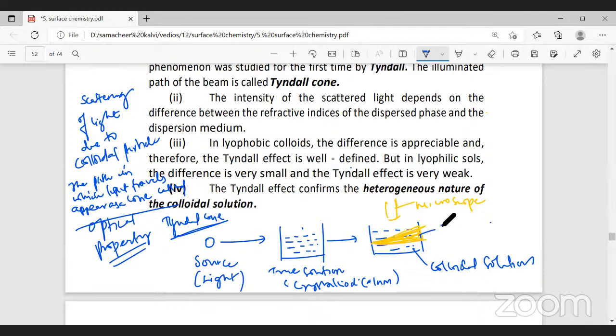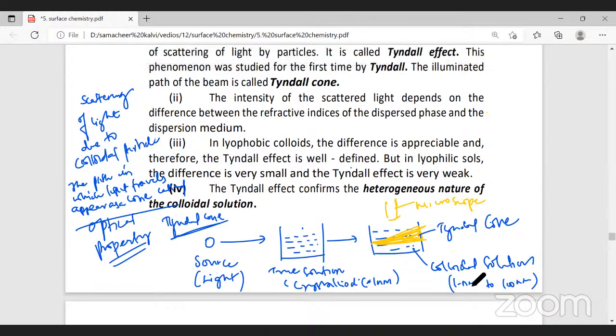You can see this is a Tyndall cone. The same light is passed through a true solution, but the path in which light travels is not visible through the microscope. But the same light, when you pass through a colloidal solution, and you observe it through a microscope, the path in which light travels appears in the form of a cone called the Tyndall cone. Because here the particle size is between 1 nanometer and 100 nanometer, the light gets scattered. When light gets scattered, that appears in the form of a cone called the Tyndall cone.